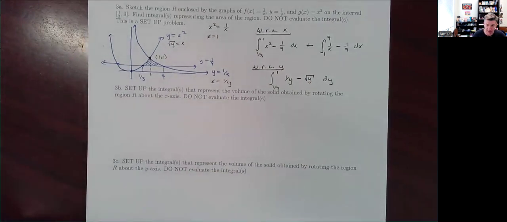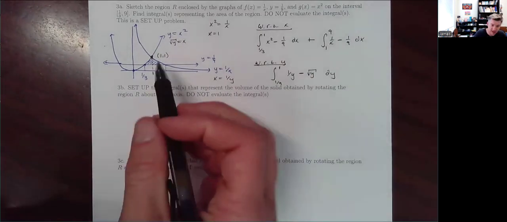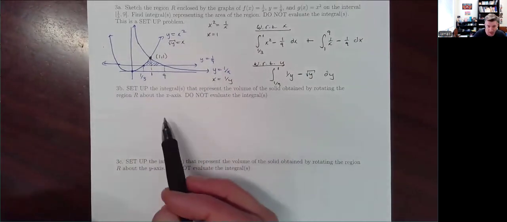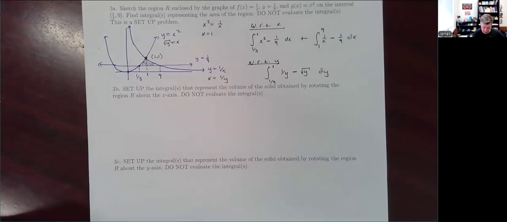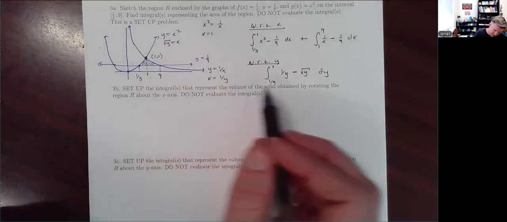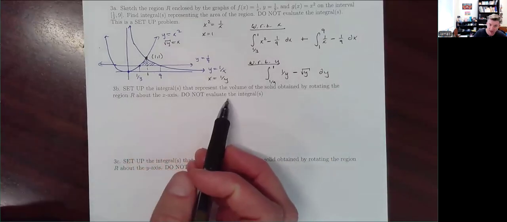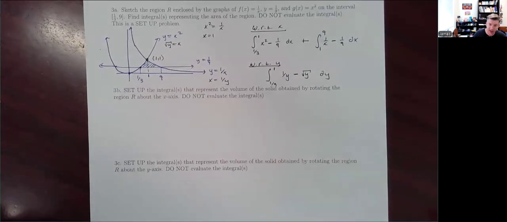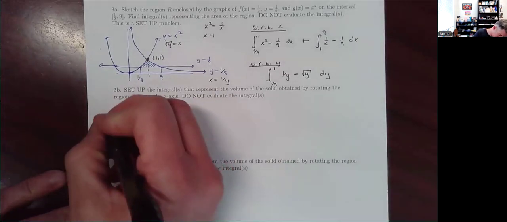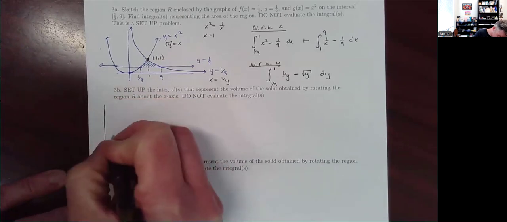I will point out, though, that for the rest of the questions, where we're talking about finding the volume, our axis of rotation is the x, well, actually it depends on the axis of rotation. So yeah, good to go. Set up the integral or integrals that represent the volume of the solid obtained by rotating the region R about the x-axis. Do not evaluate the integrals. If we're going around the x-axis, we know we're going to have to use the washer method since our region isn't flush with the axis of rotation. I'm going to draw my picture again, but less complicated. So here's my region.